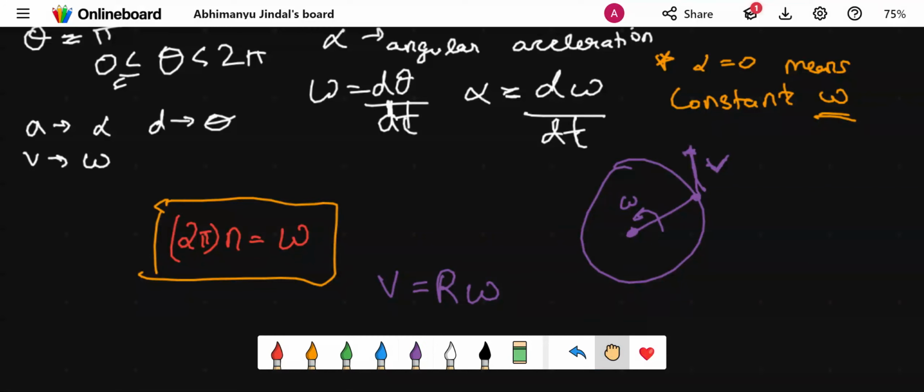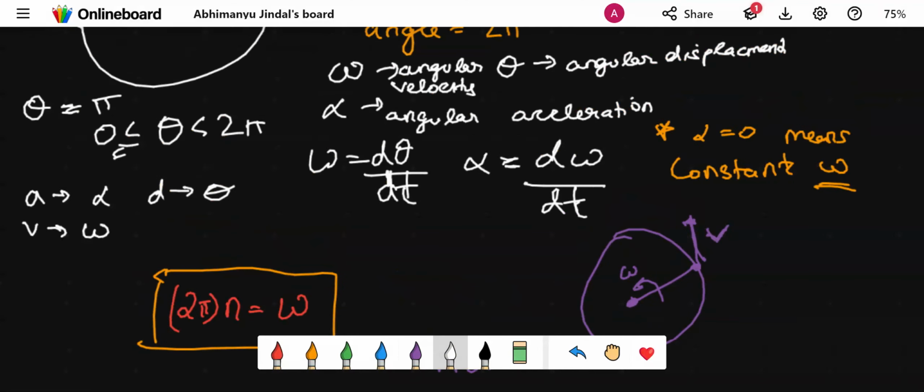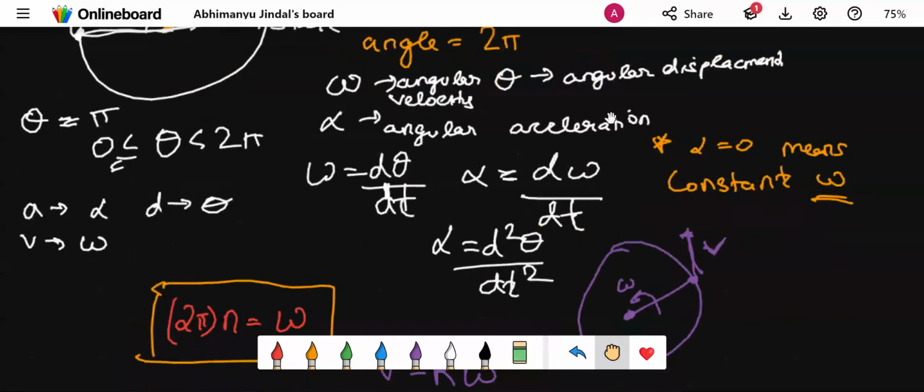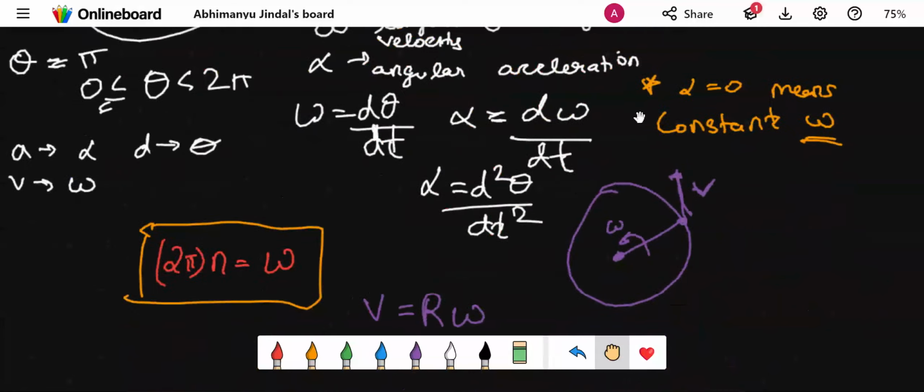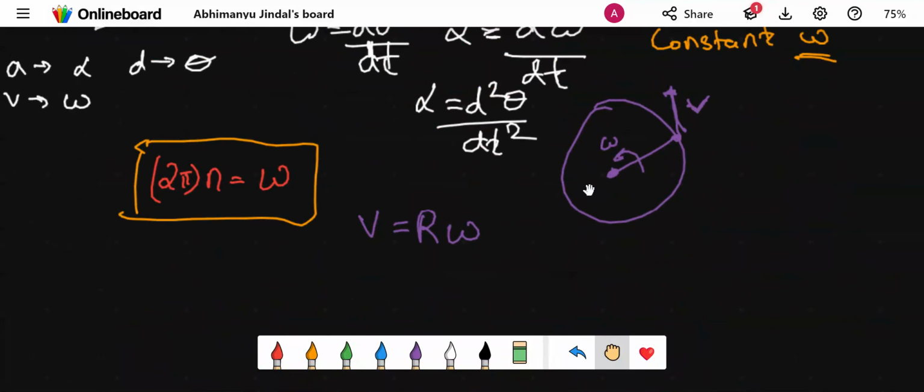One more thing is that alpha equals d square theta by dt square. The double derivative of theta will give you alpha. Not much useful, but just keep it in mind. Next is v equals r omega, and the velocity is tangential to the point, perpendicularly tangential to the point.